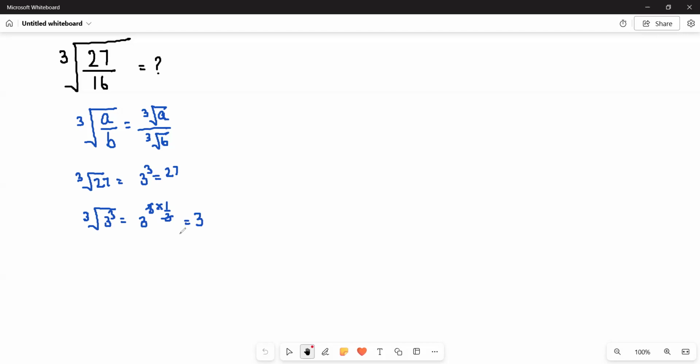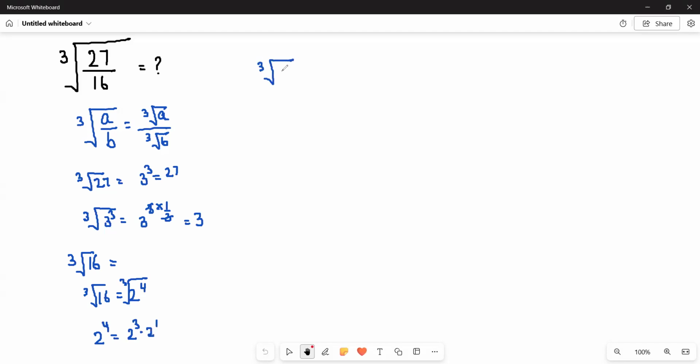Now coming to the denominator. So we need the cube root of 16. So 16 we can write as 2 power 4. Now apply cube root. So split the exponent. 2 power 4, I can write it as 2 power 3 times 2 power 1.